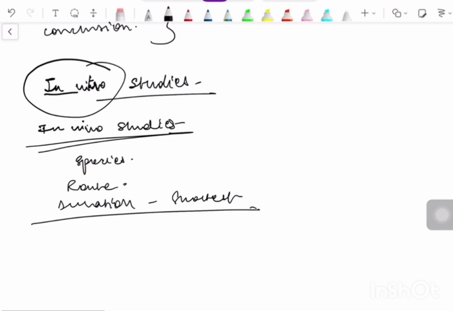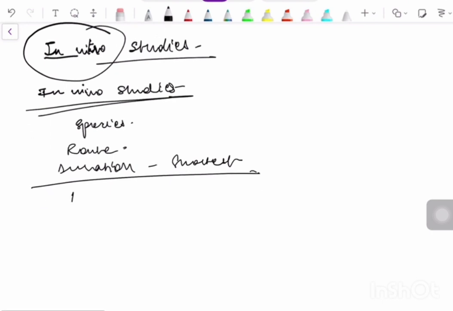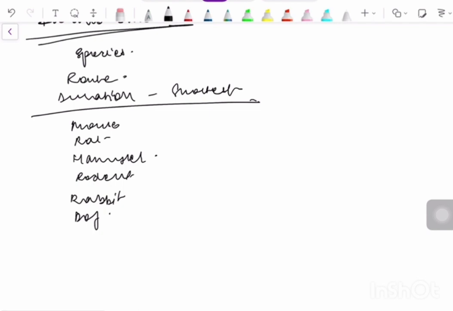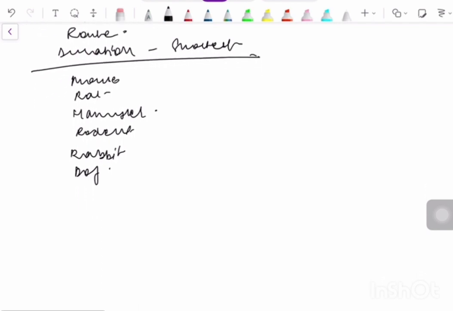Then species should be ordered as follows: mouse, rat, hamster, any other rodent, rabbit, dog, non-human primate, other non-rodent animals or non-mammals. And then route of administration, which would be the intended route for human use: oral, IV, intramuscular, intraperitoneal, subcutaneous, inhalation, topical, and other.